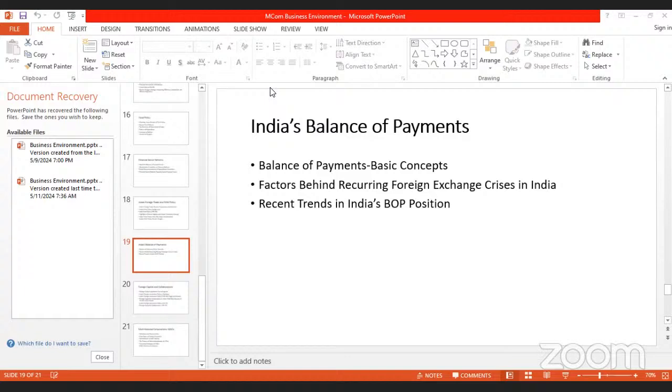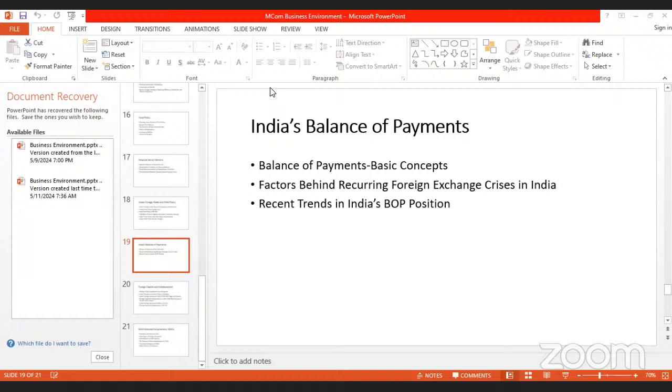Now the next topic is recent trends in India's BOP position. So, what is currently going on? We will discuss this. The very first thing under the recent trends is the current account. So, under the current account, what are the recent changes? The first thing under the current account is the narrowing deficit.